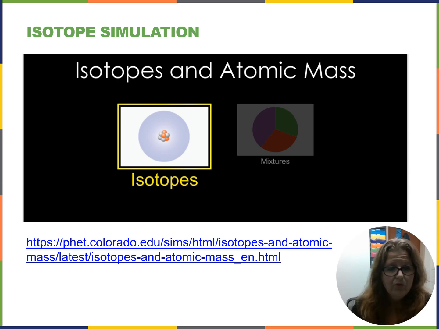In the actual PowerPoint presentation, you can click on this and play around with it. The virtual simulation is pretty nice, so you can see how it plays out with the isotopes.